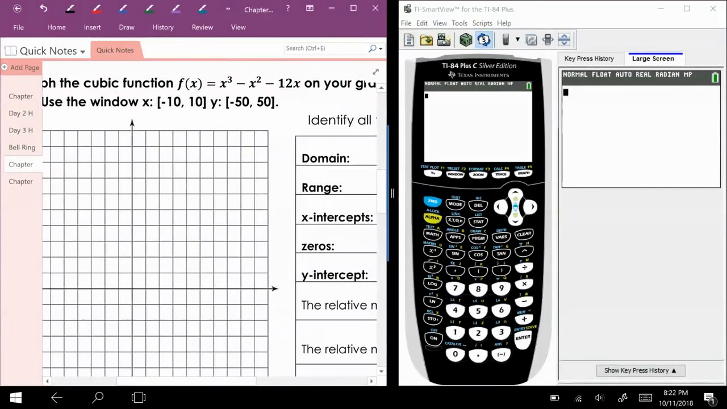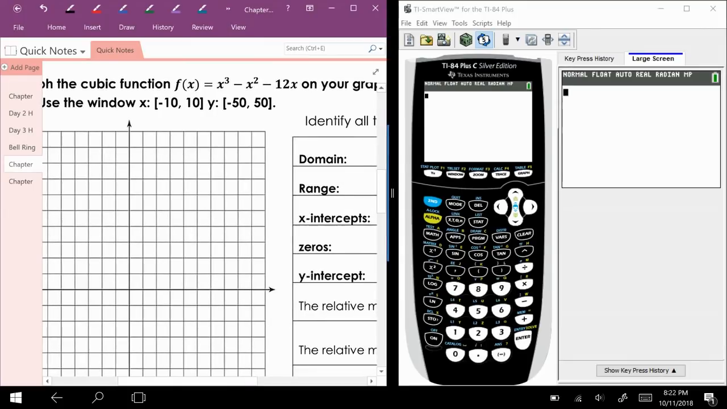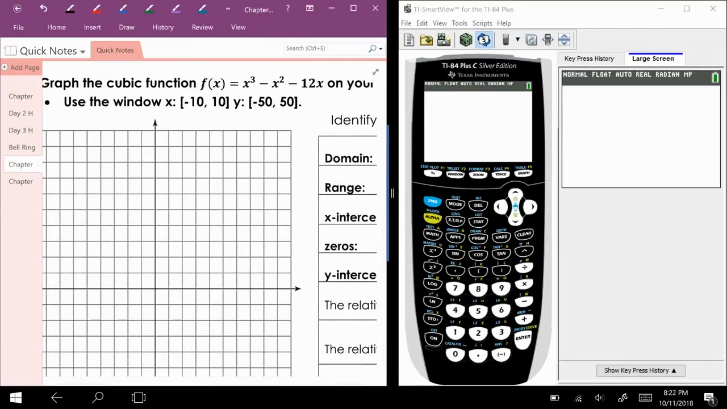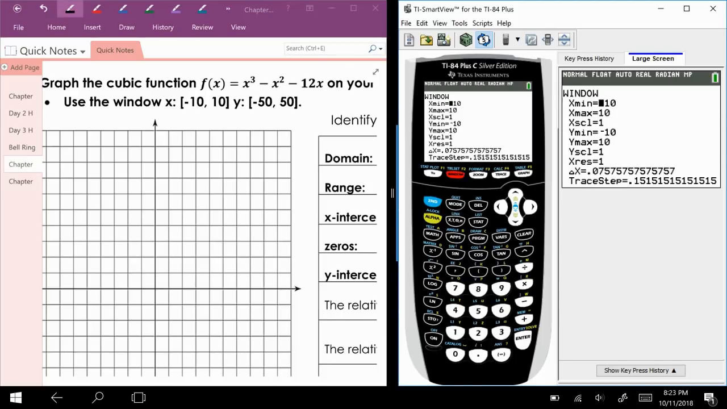Use the window negative 10, 10 and negative 50, 50. So before I do anything, I'm actually going to do this window. Okay, so I'm going to go ahead and press that window button, which is going to light up in red for you. And if you look here, the x min, this is basically your min, and this is going to be your max. They're already set up for us because that's standard. Our standard window will always be in the tens range, so negative 10, 10.